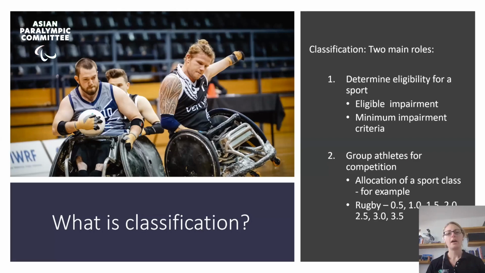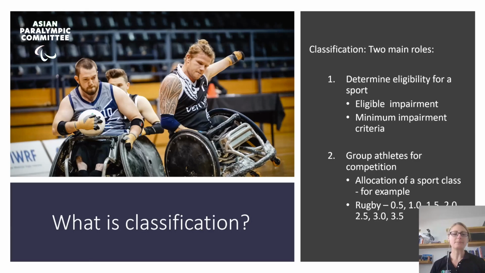Classification serves two main roles in parasport. It determines eligibility for a sport, and it also groups athletes for competition. In determining eligibility, this is made up of both an eligible impairment type and a minimum impairment criteria. I'm going to expand on those more shortly for the sport of wheelchair rugby. Grouping of athletes for competition is based on the allocation of a sport class in line with defined sport class profiles for each sport.